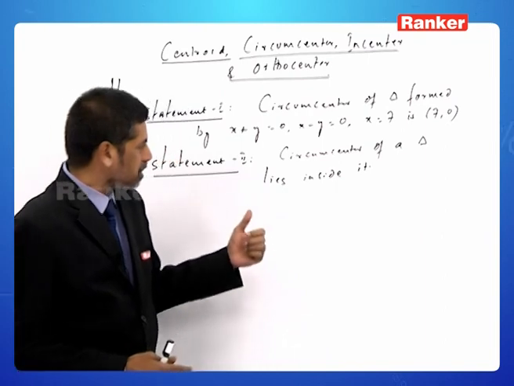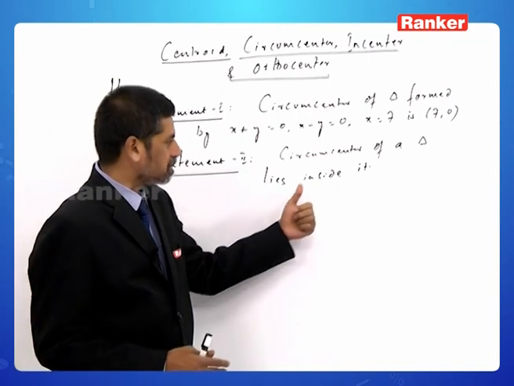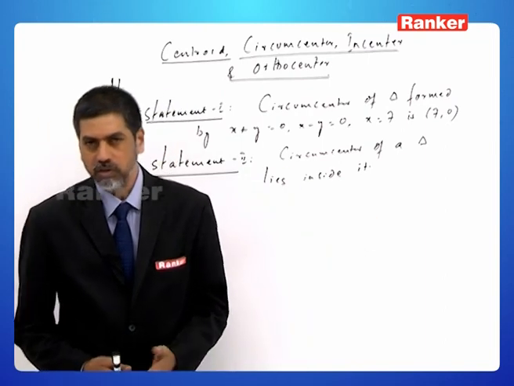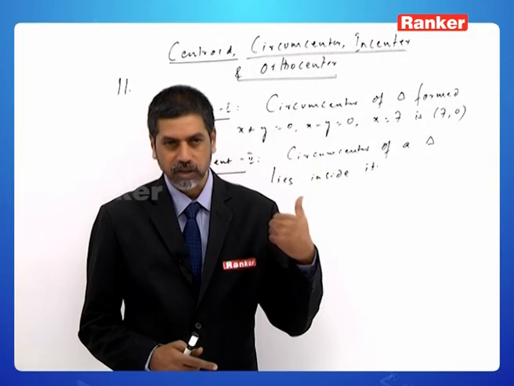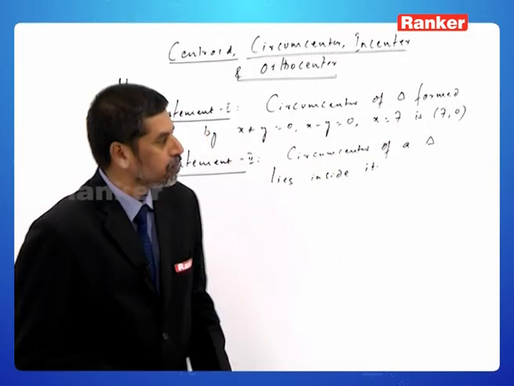The second statement says circumcenter of a triangle lies inside it. All of us know that if you take an obtuse angle triangle, the circumcenter will definitely go outside it. So therefore statement 2 is straight away false. You know, in these questions there are 4 options A, B, C, D, and the moment statement 2 is wrong, we will very likely be going towards option C, that is statement 1 true and statement 2 false. But first let us look at the correctness of statement 1.